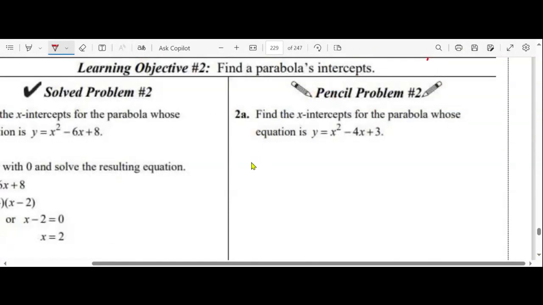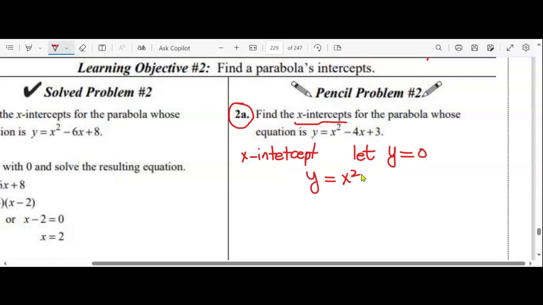Read it, Badr. Find the x-intercepts for the parabola whose equation is y equals x squared minus 4x plus 3. So he's looking for the x-intercepts. He's not asking you whether it is upward or downward. He's not asking about the shape. He just asked for x-intercept. And we know that to get x-intercept, you let y equal what? 0.